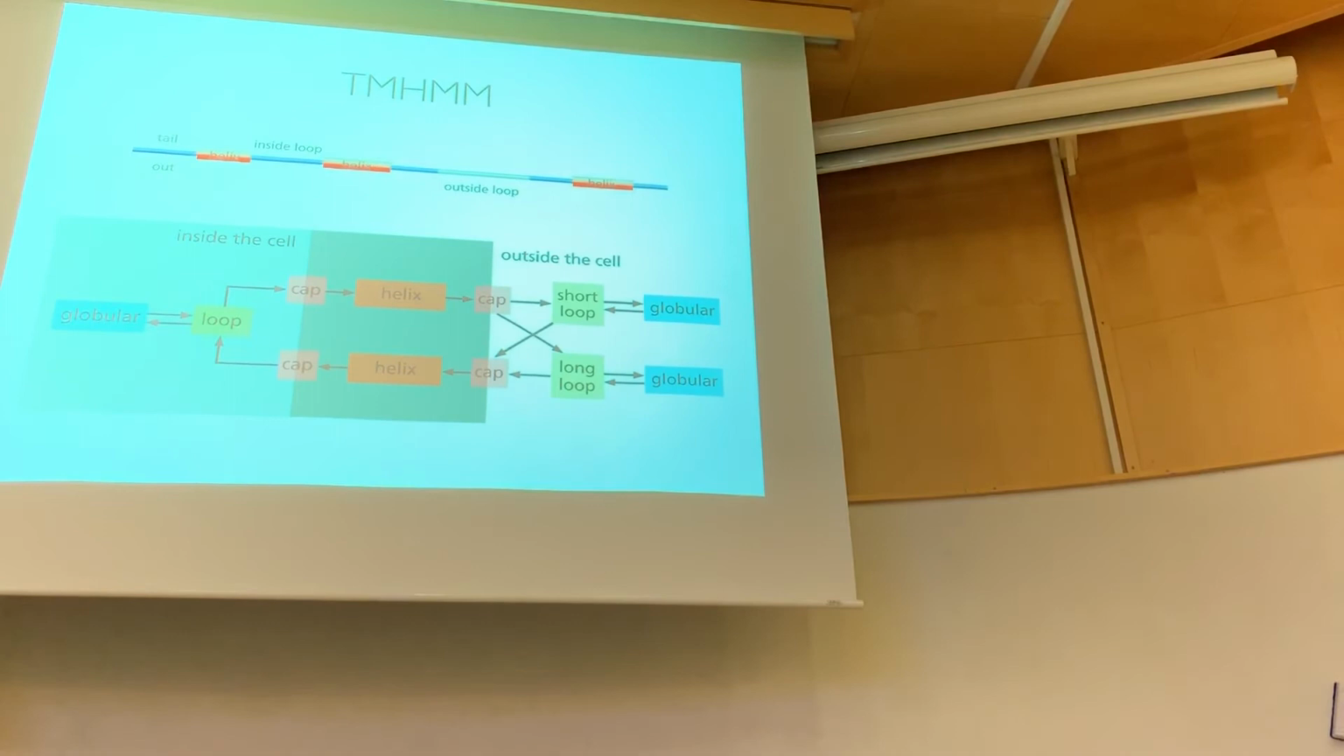And same thing on the outside, you could have short loops, which should not have any positive charges in them. You might have longer loops, or you might have globular domains. So there was some fine modeling on this side here. But this was basically to try to encapsulate what was known about membrane protein topology at the time, right? To draw out an HMM model that would encapsulate that. And then, of course, each of these states was modeled.